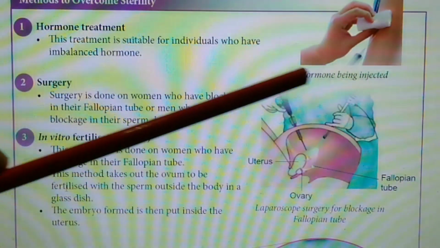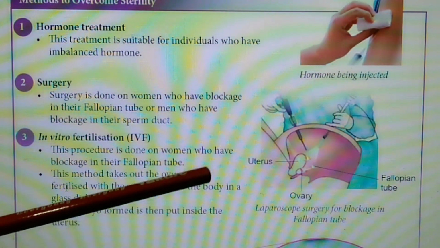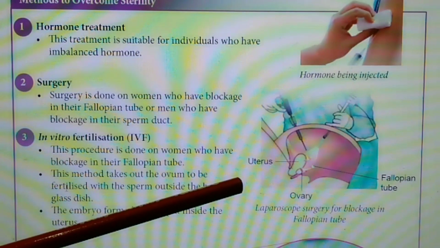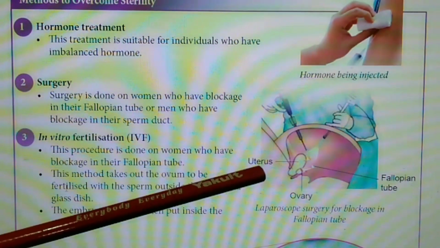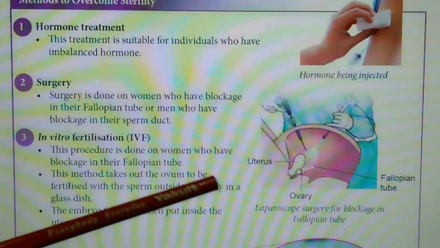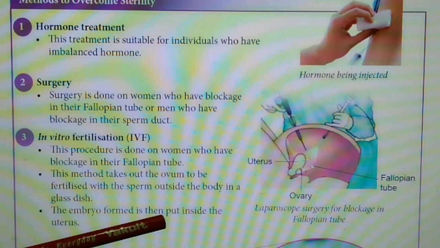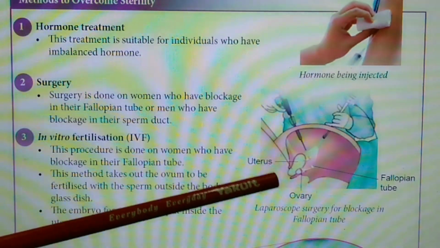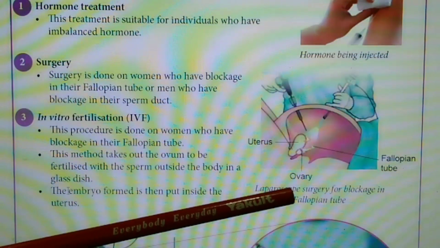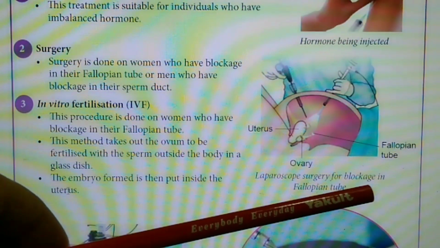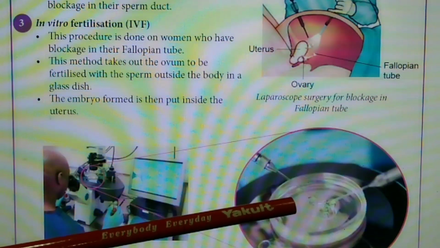This diagram shows the process of in vitro fertilization, in which the fertilization is conducted outside of the female body, in the lab using a test tube, so the common name for this procedure is the test tube method. When the embryo is formed during this process, a procedure or surgery to put the embryo inside the uterus will be conducted. We call this a laparoscopy surgery for blockage in the fallopian tube. So this is the diagram on how in vitro fertilization is conducted.